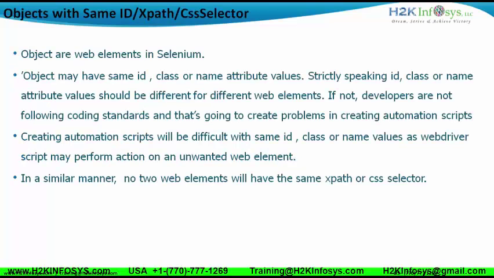Objects are nothing but web elements in Selenium. Objects may have the same ID, class or name attribute values. Now, strictly speaking, ID, class or name attribute values should be different for different web elements. If not, developers are not following the coding standards, and that's going to create problems as far as creating automation scripts are concerned. Why is it going to create problems?